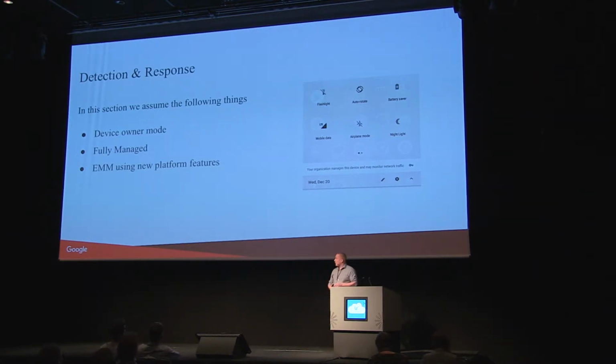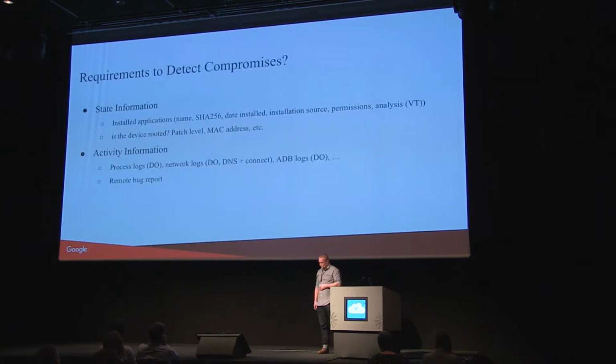The other way is that we assume here the device is fully managed, and that we have an EMM that actually is using all these new platform features. You can also see here from the notification bar, there is always this banner, if your device is in device owner mode now, that will let you know that this device is managed by your company, and they can monitor your network traffic. And there's no way to swipe this down. This is always there, so you'll always know if your device is in device owner mode, and you can click it, and then you'll get a little bit more information about it.